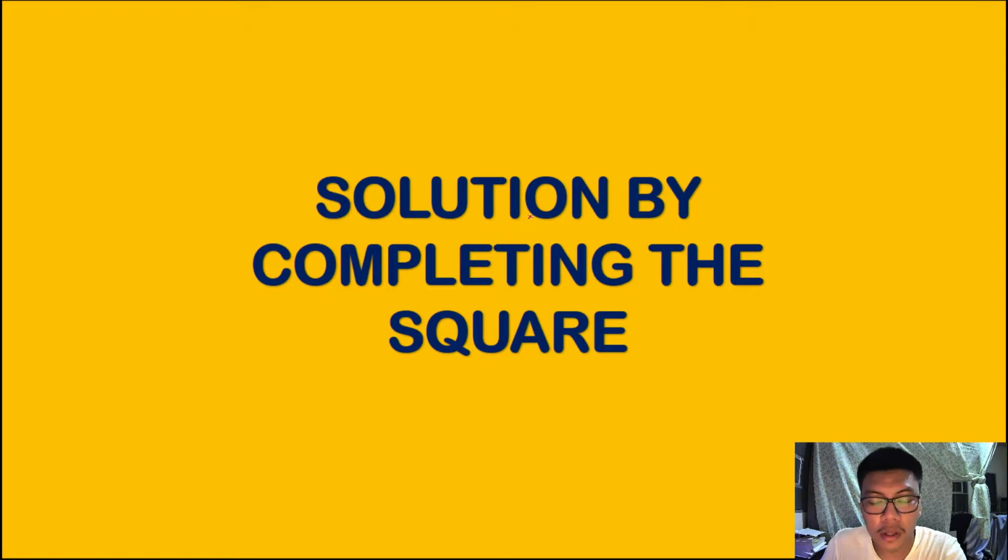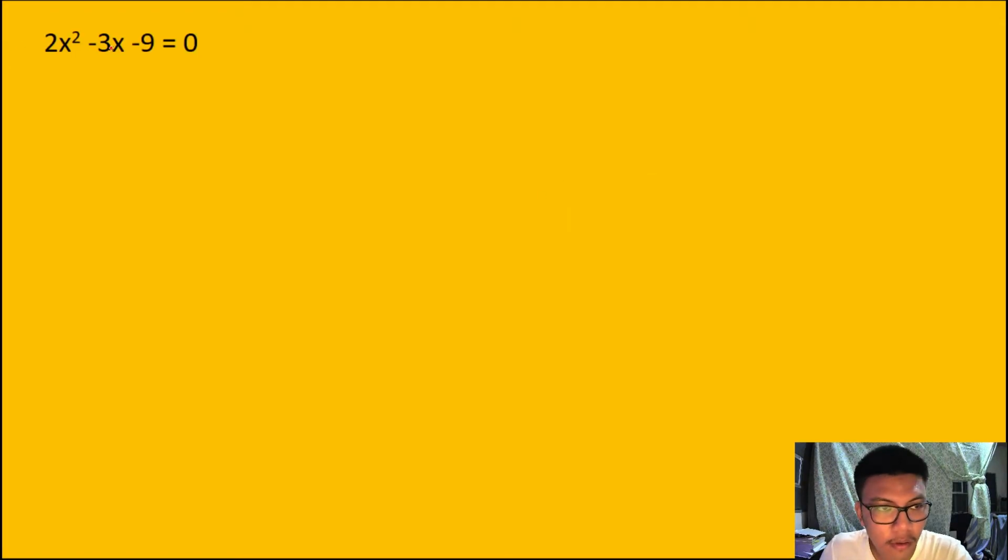So, pwede ka dito sa completing the square. So, paano natin ginagawa? Okay. First step, dapat yung ating coefficient ng x squared, dapat 1 lang yan. In order to make that coefficient 1, we multiply both sides by 1/2, or we divide the whole equation by 2. So multiplying the equation by 1/2, 2x squared times 1/2, we have x squared. Then negative 3x times 1/2, we have negative 3x over 2. Then negative 9 times 1/2, that is negative 9 over 2 is equal to 0.